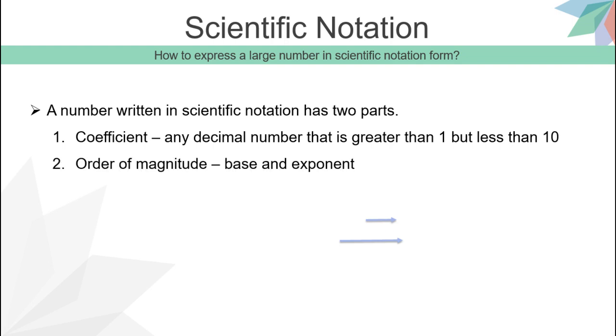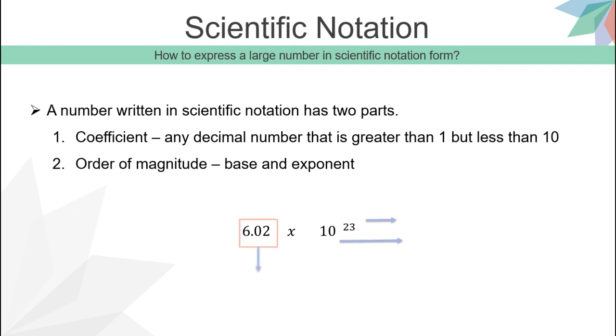The next one is the order of magnitude. It is basically composed of a base and an exponent. If you can remember from elementary, you have encountered exponential form. That is our order of magnitude. So, our scientific notation form is like this: 6.02 times 10 to the power of 23. That is our Avogadro's number expressed in scientific notation.